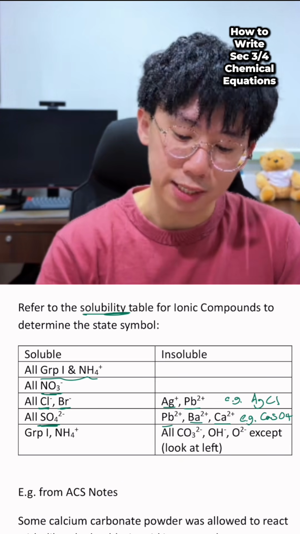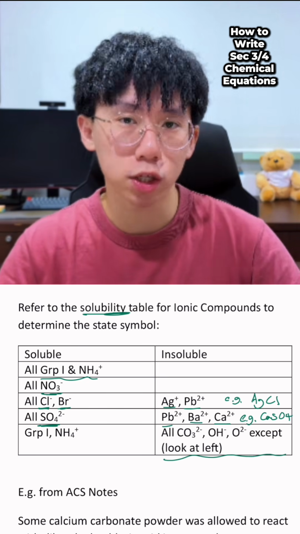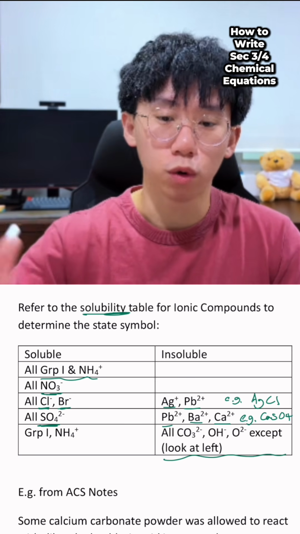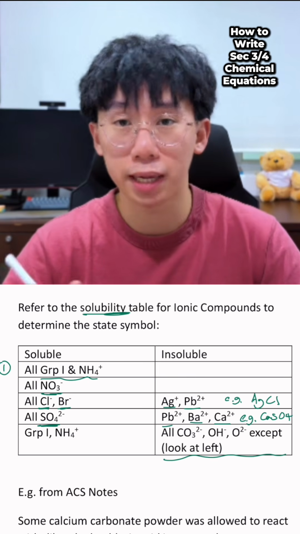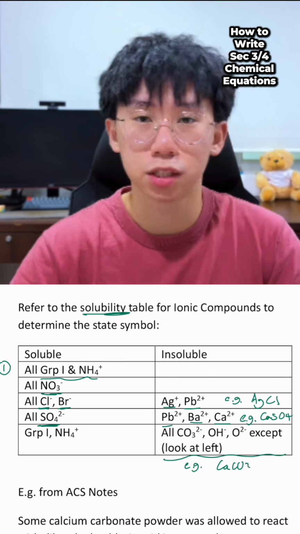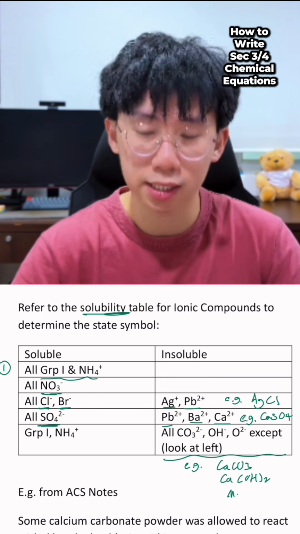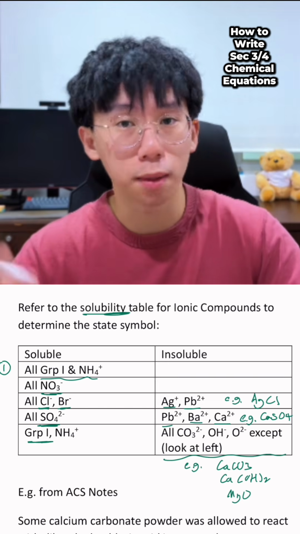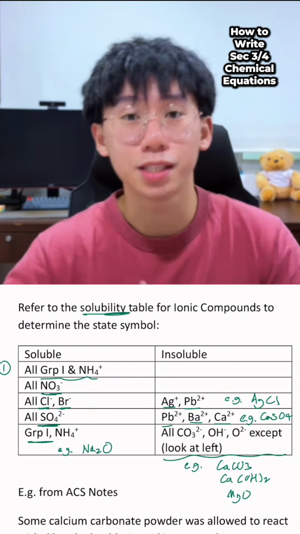And then lastly, for your carbonates, your hydroxides, and your oxides, these tend to be insoluble, except if you follow rule number 1 over here, if it has a group 1 or ammonium cation. So for example, your calcium carbonate is generally insoluble. Your calcium hydroxide, your magnesium oxide, these are all generally insoluble ionic compounds unless it has a group 1 or ammonium ion. So for example, sodium oxide is soluble in water.